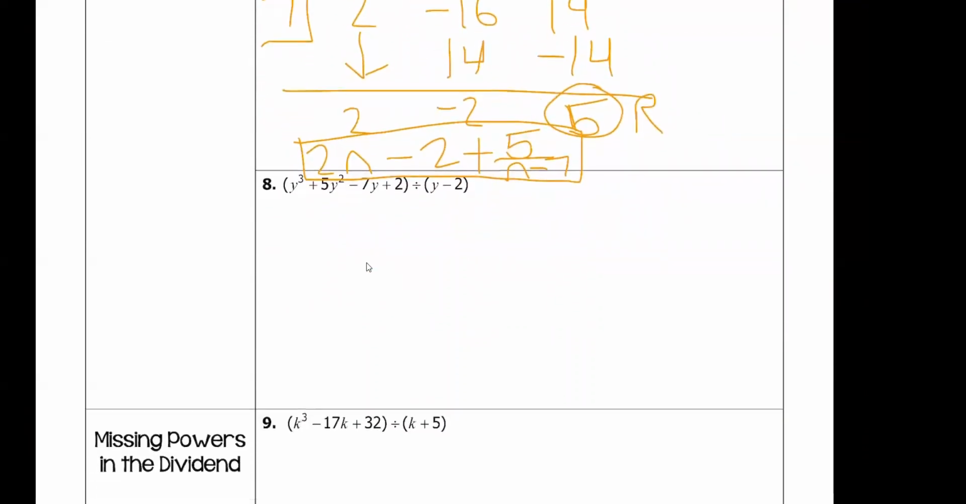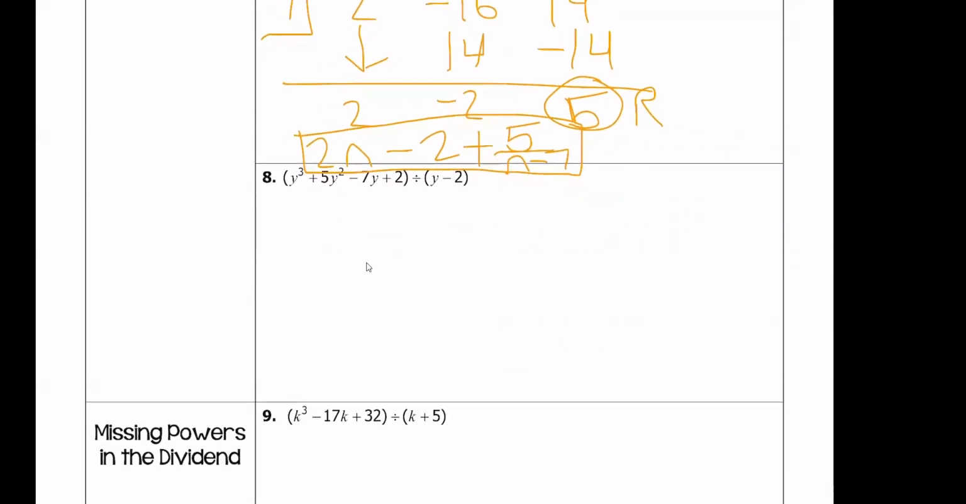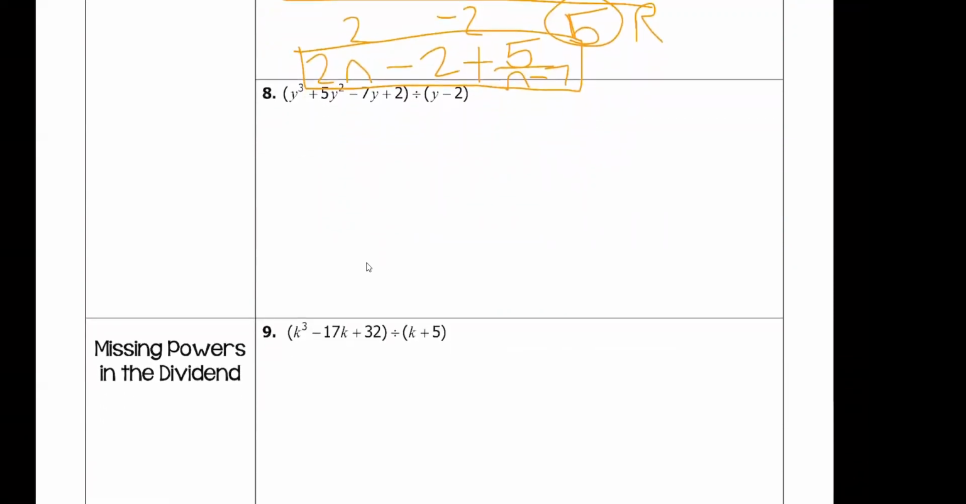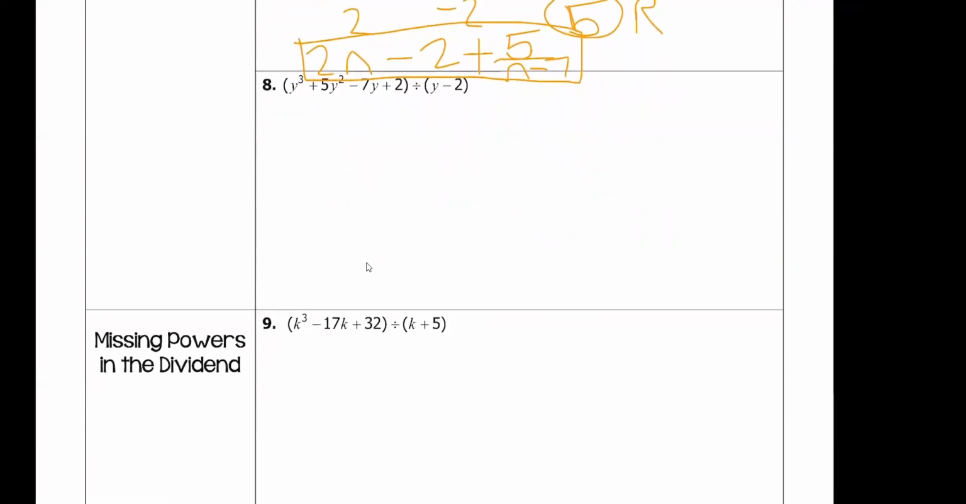Okay, how about you try this number 8? I'll set it up. If you solve your binomial, that would be positive 2, and then your coefficients would be 1, 5, negative 7, and 2. So you would bring down your 1. See if you can do this synthetic division problem.